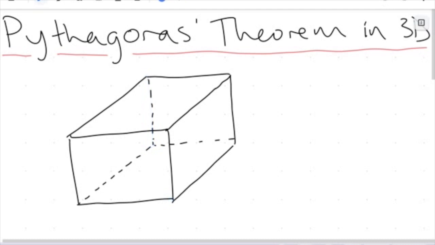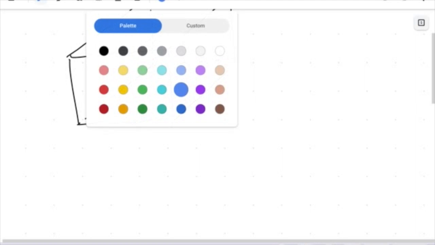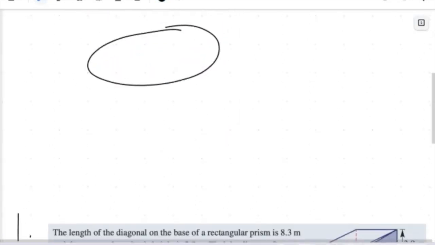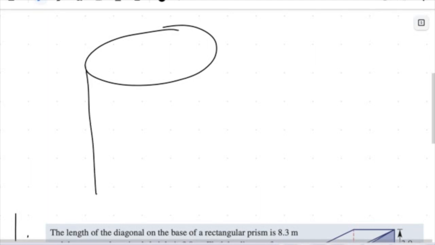And you may remember when we looked at some of these Pythagoras' theorem problems, especially the real world examples, we were kind of constructing these right angle triangles in the real world. But now here, when we have these types of shapes, take a cylinder, for example, we can locate right angle triangles in actual shapes we already know.